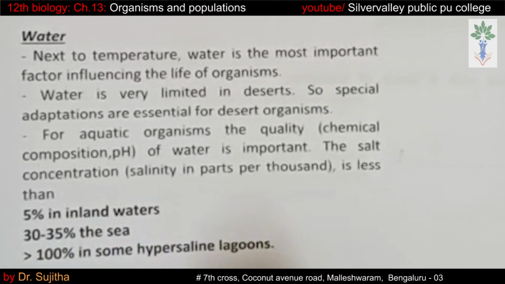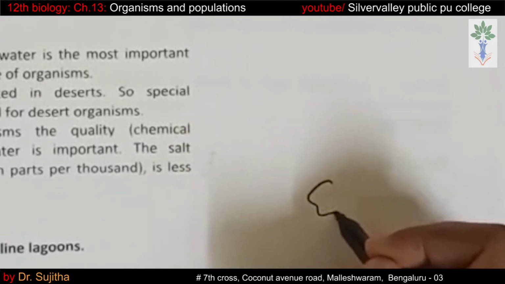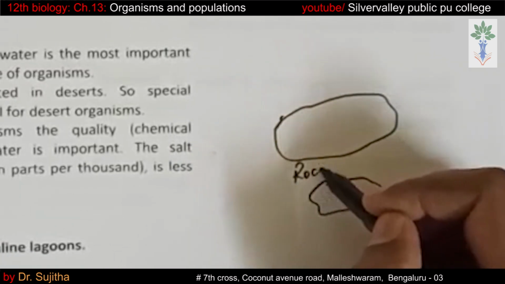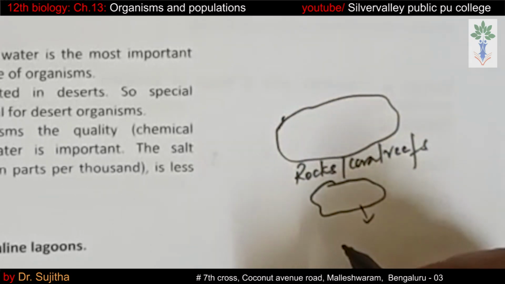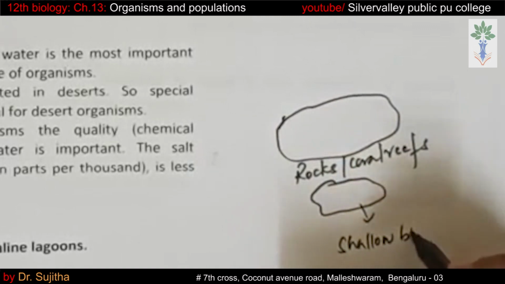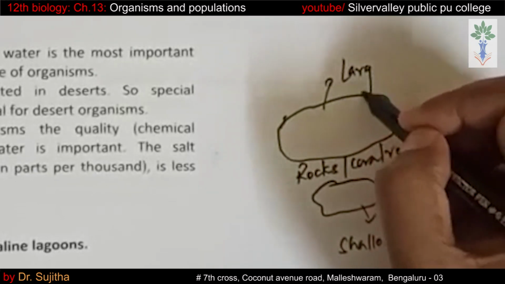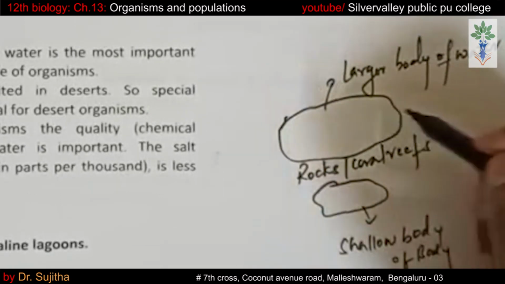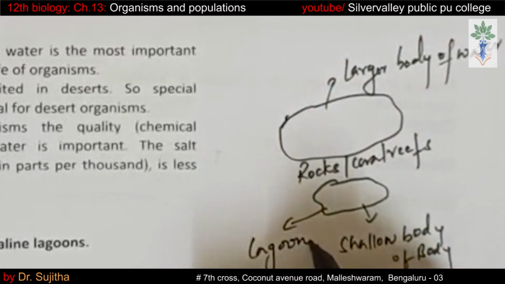What are hypersaline lagoons? Hypersaline means the salinity which is greater. Lagoons means to say a shallow body of water which is separated from a larger body of water with the rocks or coral reefs. So this is a shallow body of water and this is the larger body of water. The larger body of water can be a sea or an ocean, and this shallow body of water is called as lagoon.